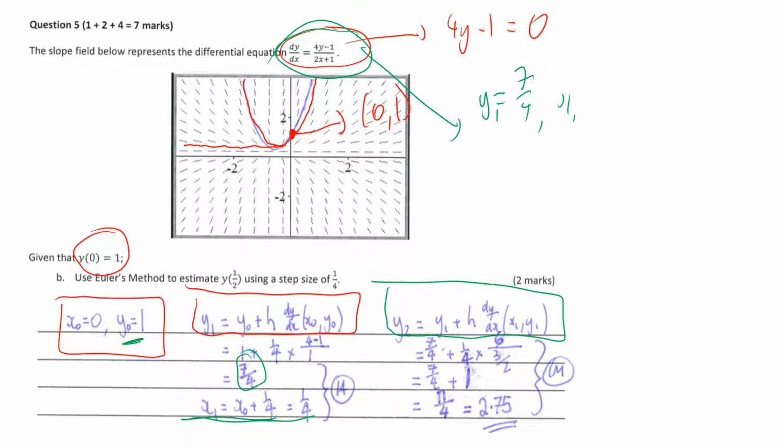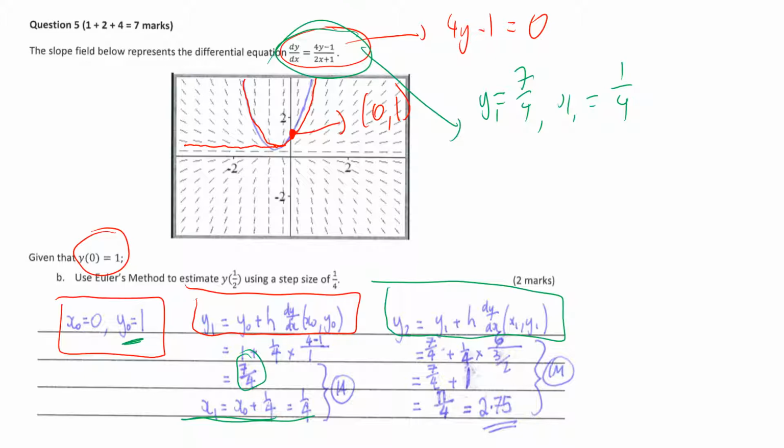and x is equal to 1/4 into the rule. So 4 times 7 on 4 is 7. 7 minus 1 is 6. That's the numerator. 2 times 1/4 plus 1 is 3 on 2, and that's the values you see. 4 times 3 on 2 is 6. 6 on 6 is 1. So at the end of the day, y2 was 7 on 4 plus 1 is 11 on 4, or 2.75. So that's what I was looking for.